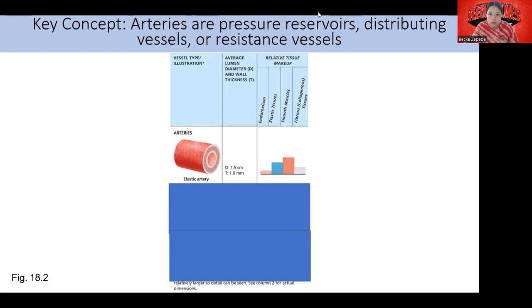So, with elastic arteries, these are the largest in diameter, which means they have the largest lumen.